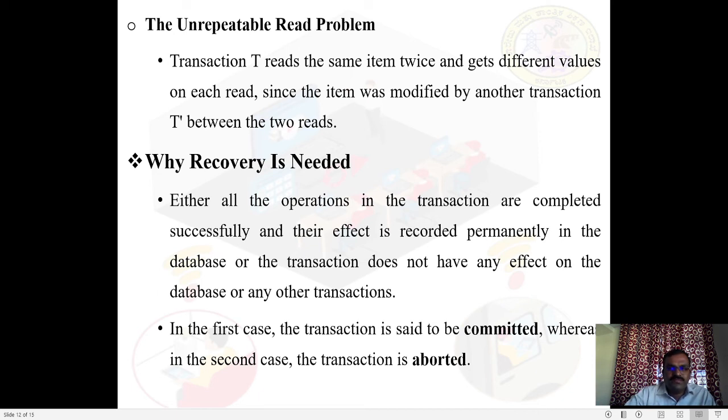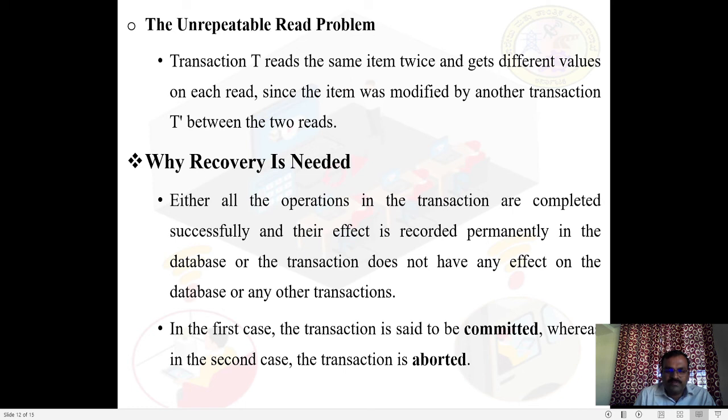Why is recovery needed? Whenever a transaction is submitted to a database for execution, the system is responsible for making sure that either all the operations in the transaction are completed successfully and their effect is recorded permanently in the database, or the transaction does not have any effect on the database or any other transactions.